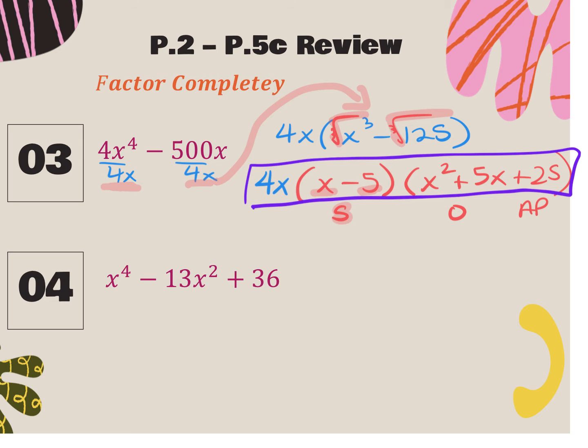Remember, same sign in that first binomial. Then in your trinomial, you square the x, next put an opposite sign, and then multiply the x and the 5, and then the last sign is always positive, and it's the 5 squared.